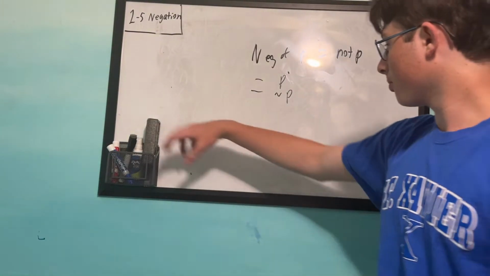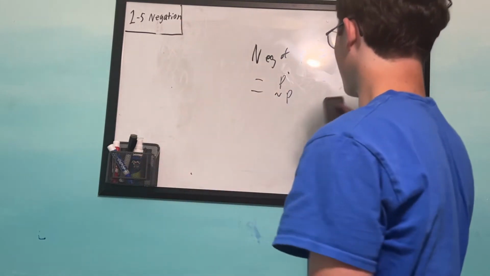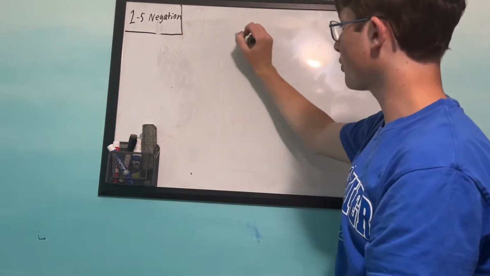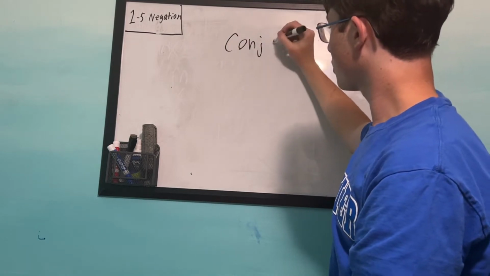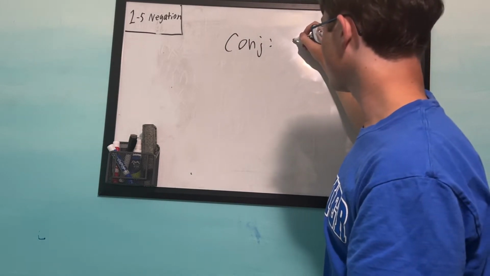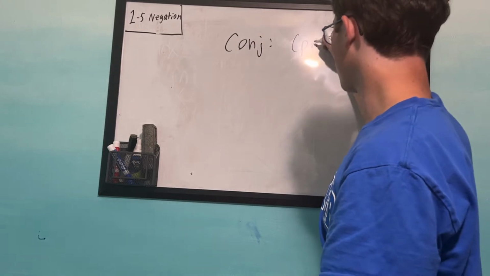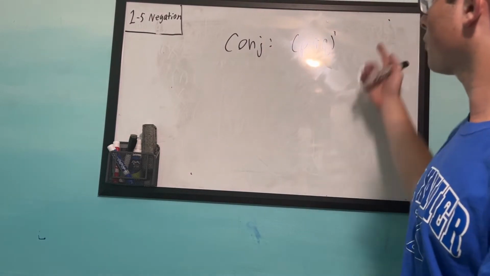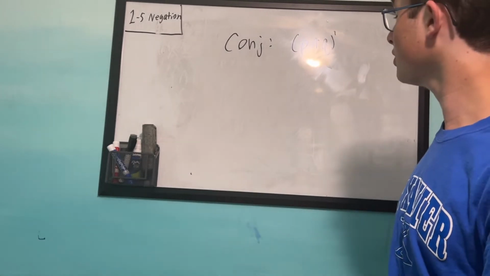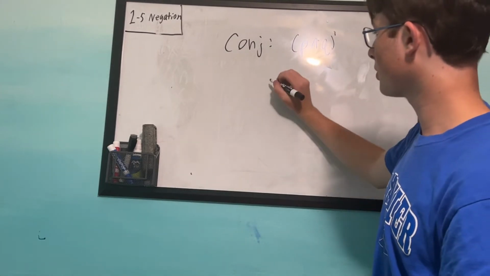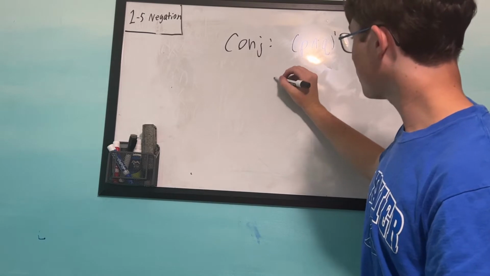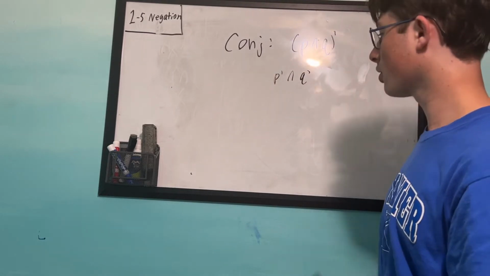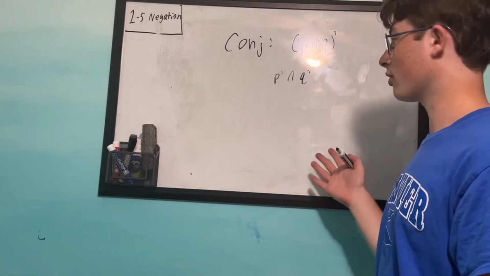Then there are a few more complicated things that you can negate other than just a single statement. First off, you can negate a conjunction, so you have P and Q. If you wanted to negate that, that's what the little apostrophe is, negation. You can make that not P or not Q. And if you want to see that in a way that makes sense visually, you can create a Venn diagram.